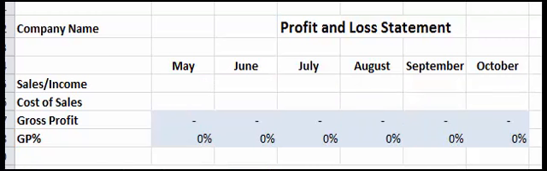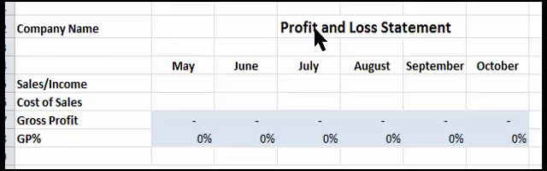This video is going to show you the importance of understanding your gross profit, and in particular the gross profit percentage in reading a profit and loss statement. Now, a profit and loss statement can also be called an income statement, and it can be called a number of different things, but basically it means the same thing.